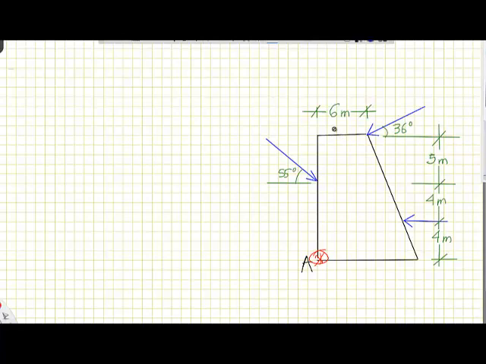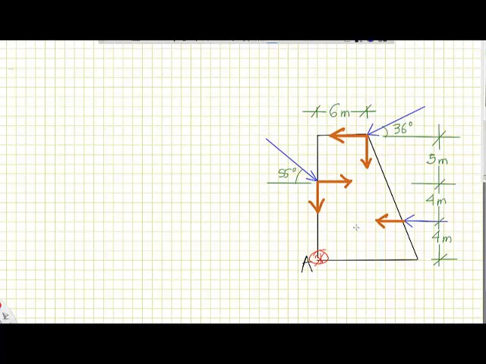So this will be the x component for F1, and this will be the y component for F1. This will be the x component for F3, and this will be the y component for F3, and F2 is the same, it is lying along the same x axis.